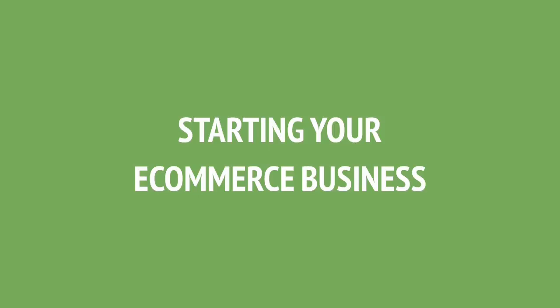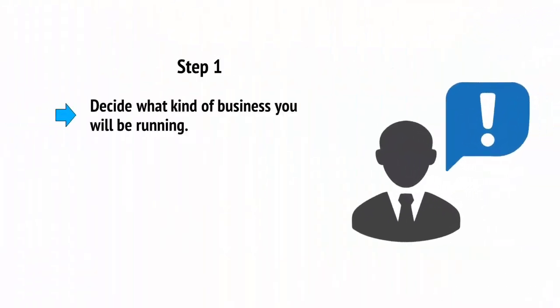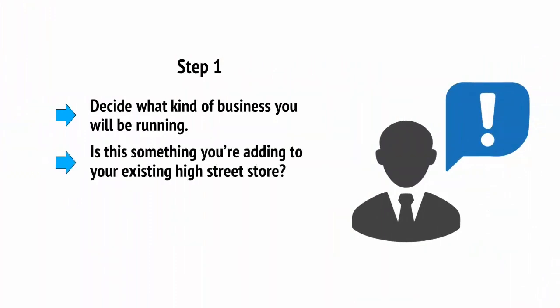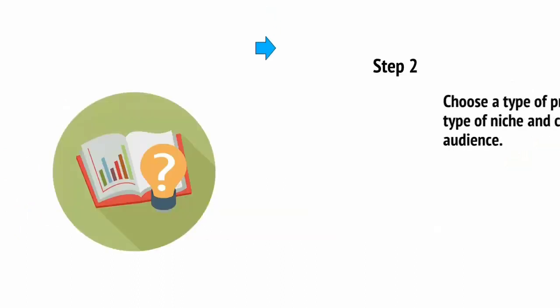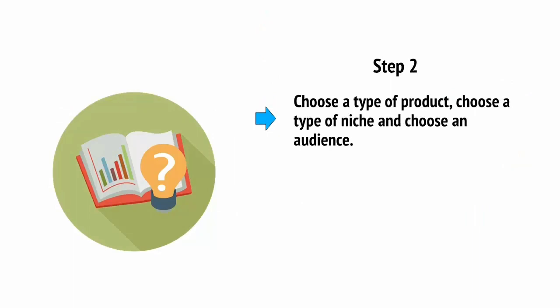To recap then and set you off, just follow these simple steps. Step number 1. Decide what kind of business you will be running. Is this something you're adding to your existing high street store? Or are you designing a store to run as a side business while you continue with your current employment? Step number 2. Choose a type of product, choose a type of niche, and choose an audience.